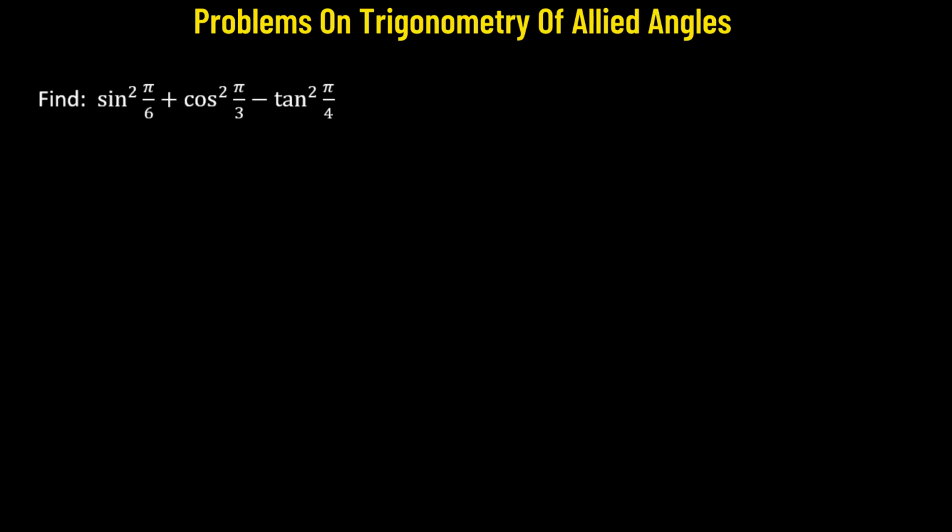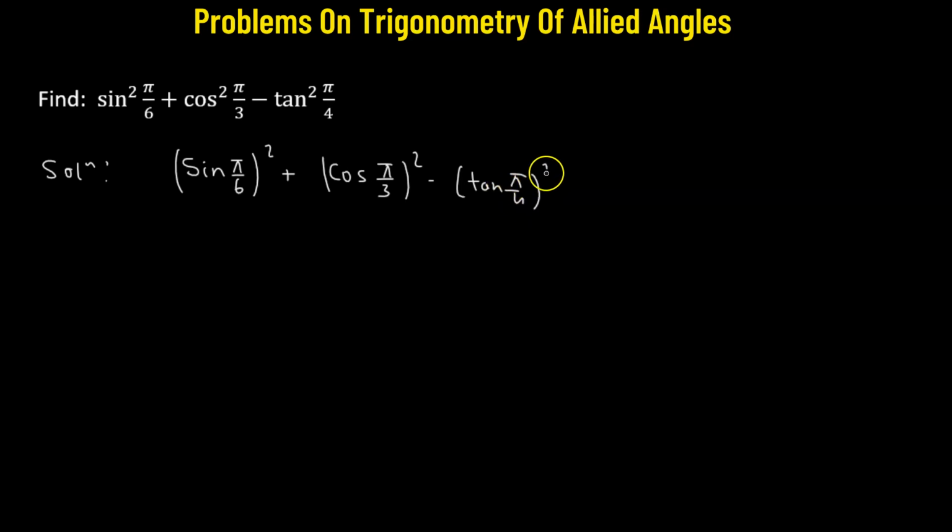We need to obtain the value of the given trigonometric expression. Let us begin. So here we could rewrite the given expression as sine of pi over 6 whole squared plus cosine of pi over 3 whole squared. And the third term is tangent of pi over 4 whole squared. Now the question is, what's the value of sine pi over 6?